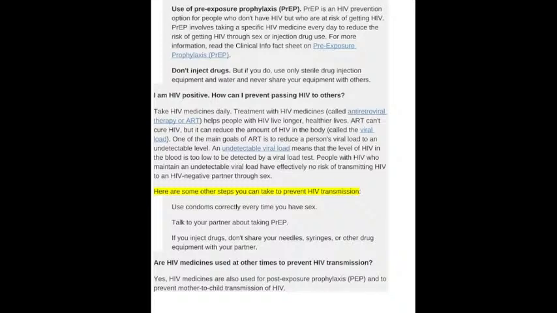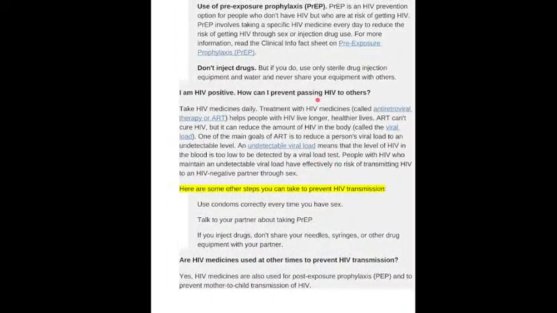So people who continually use them and follow the guidelines, that they keep taking it every day, then of course their viral load can go so low that it is not even detected. Now, such people can highly reduce the risk of passing the HIV virus to others.